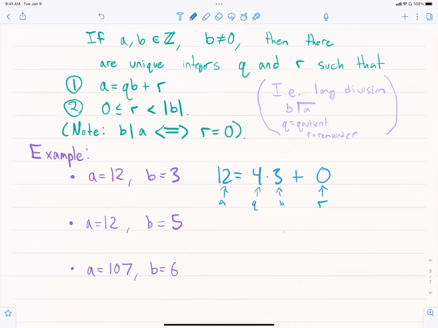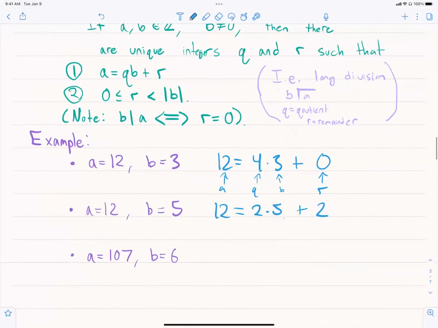If A is equal to 12 and B equals 5, well, 12 is 2 times 5 plus 2. So the closest we can get to 12 if we try to divide by 5 is 10. The closest multiple of 5 to 12 is 10. I should say closest multiple that's less than 12. In general, when you're doing this division, you're looking at the closest multiple that's less than the number you're trying to get.